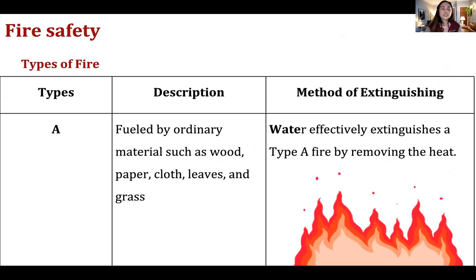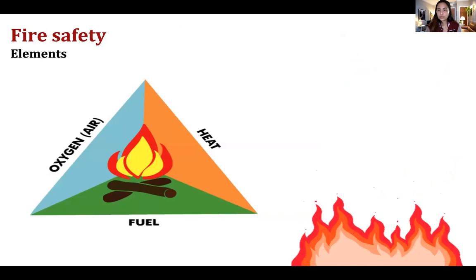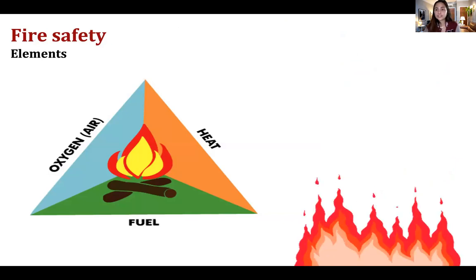Okay, so we finished the poll. Now, let's discuss the fire and safety.